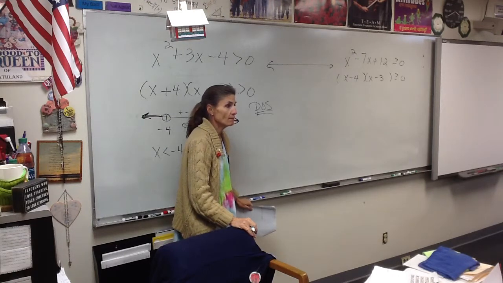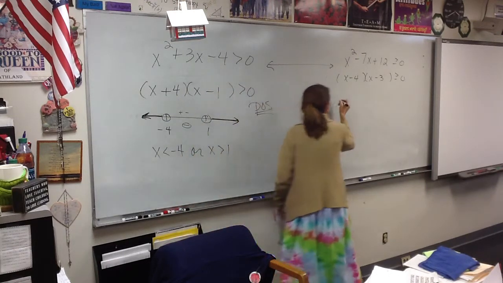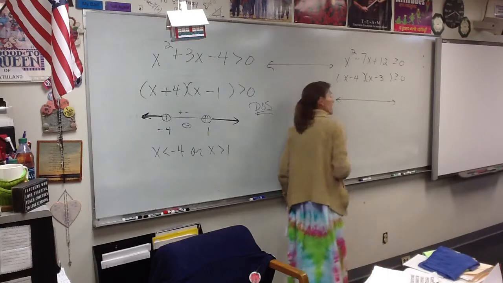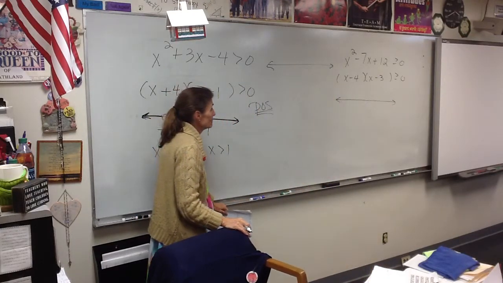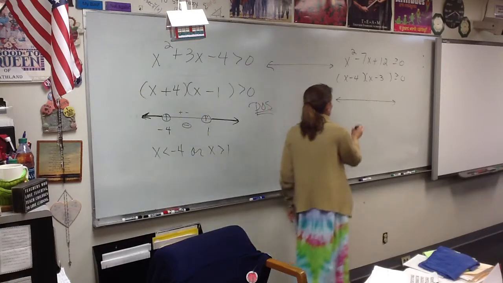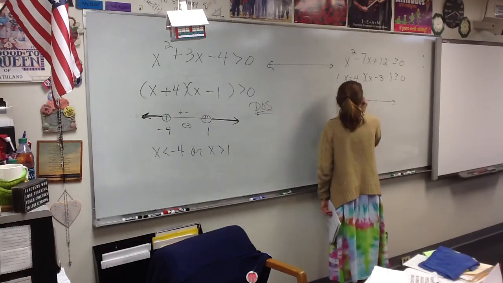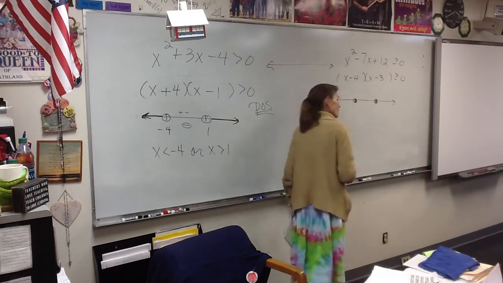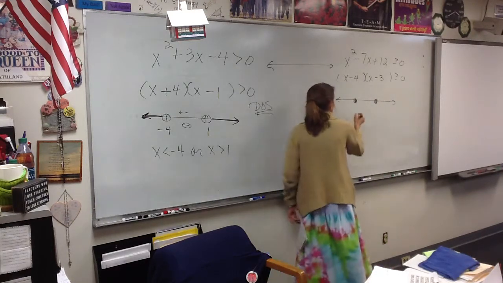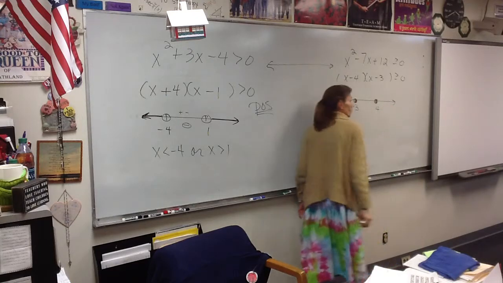Everybody okay with that? So here's my number line, because I will not ever do one of these without a number line. On the number line will be 2 dots. This time, those dots are going to be filled in, aren't they? And where will they be? At 3 and 4?